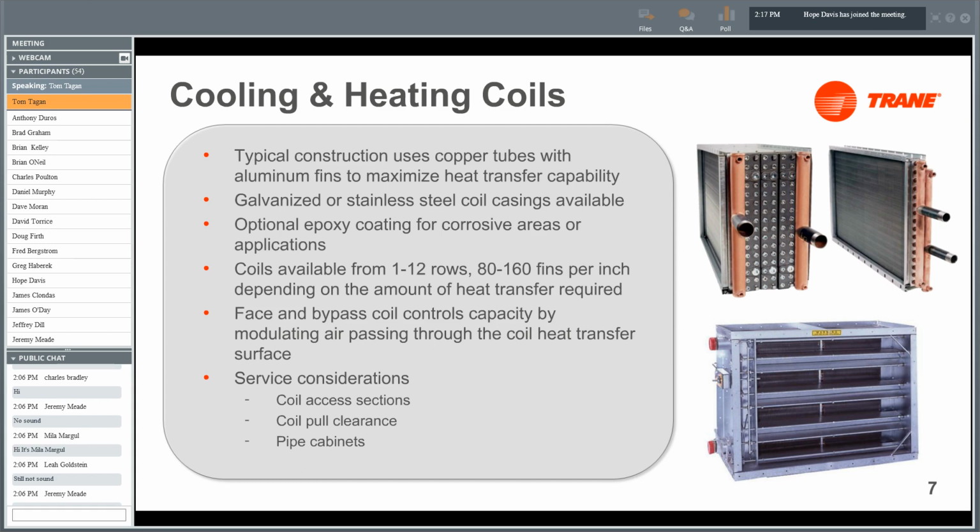Your coils can typically be selected between 1 and 12 rows, and then the number of fins that you'll see is between 80 and 160 fins per inch. As you add more rows to a coil and more fins, your air pressure drop is going to increase, which then further increases the amount of fan energy required.